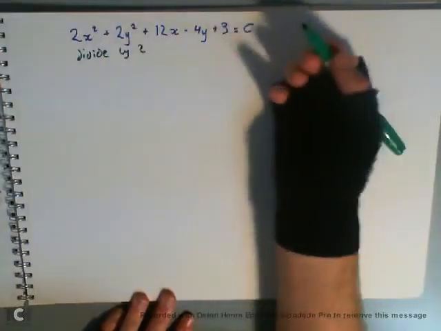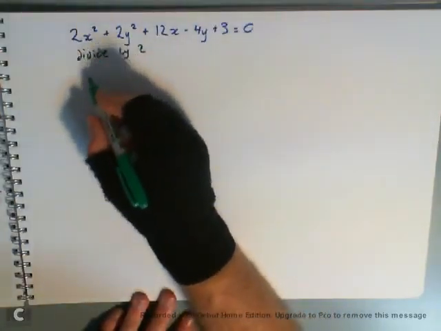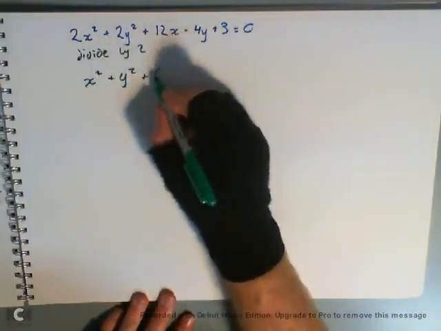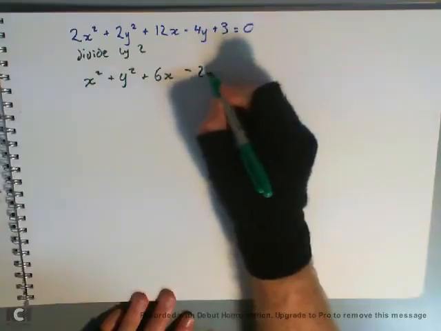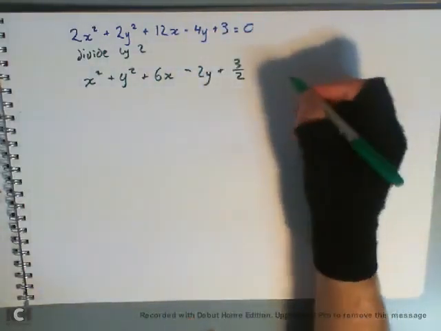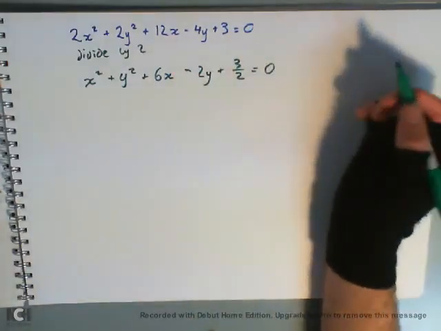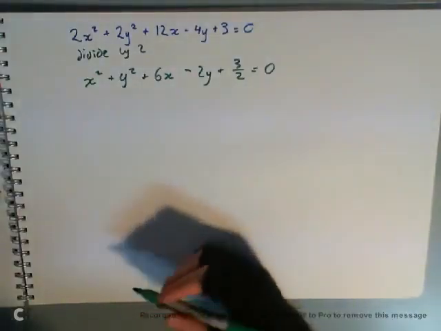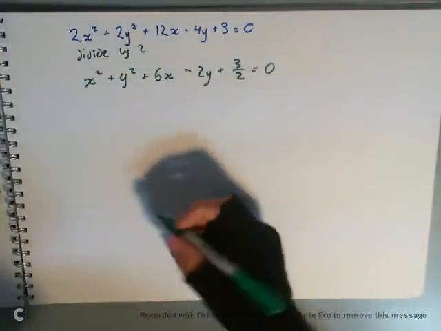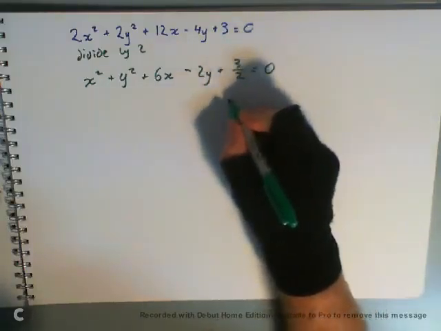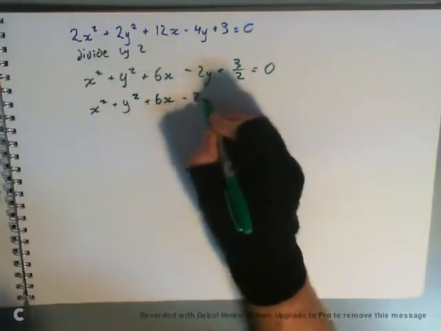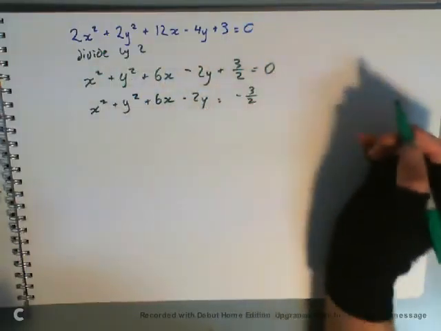divide by 2. Okay, so dividing everything by 2, we'll have x squared plus y squared plus 6x, take 2y, and we're going to end up with a fraction. That's okay, we can work with fractions. Okay, now from here, we want to take the 3 on 2 on the other side. So we'll have x squared plus y squared plus 6x, take 2y, equals minus 3 on 2.